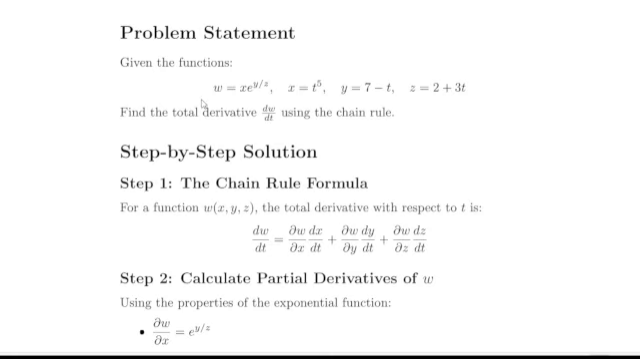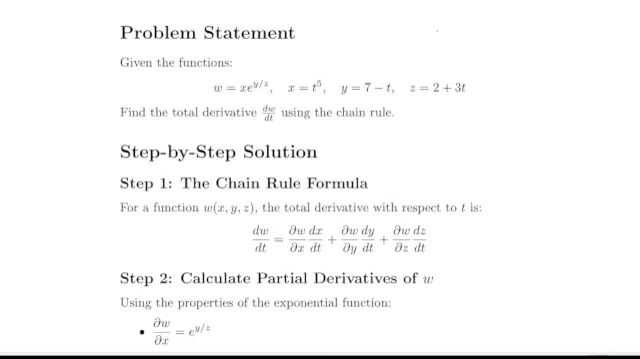In this video, we're given the functions w equals x times e to the y over z, x equals t to the fifth, y equals 7 minus t, and z equals 2 plus 3t. We want to find the total derivative dw over dt using the chain rule.